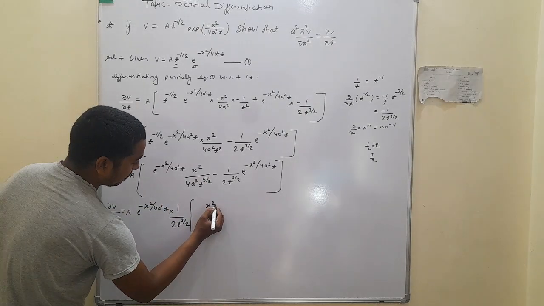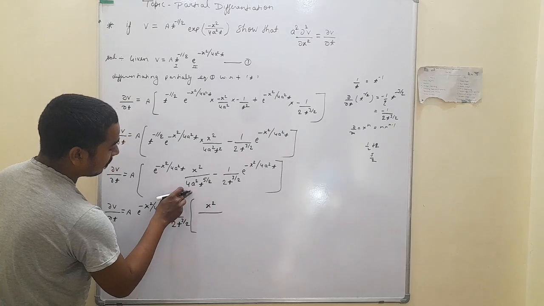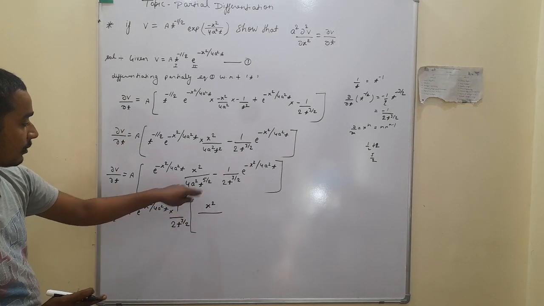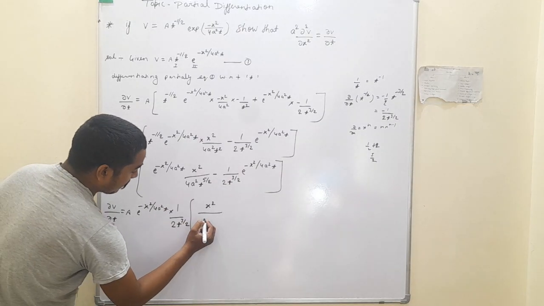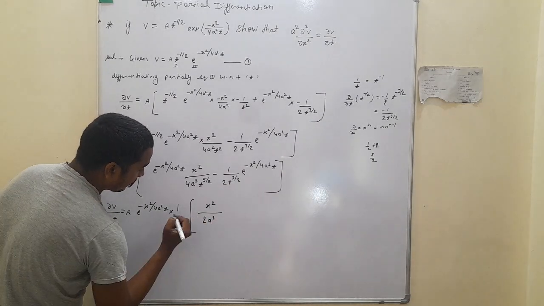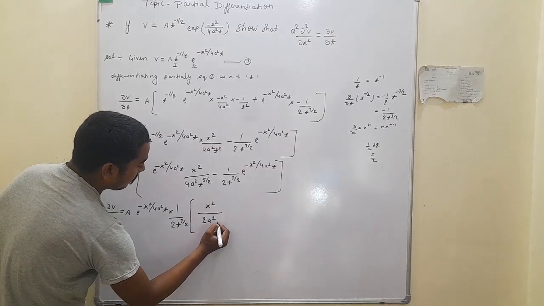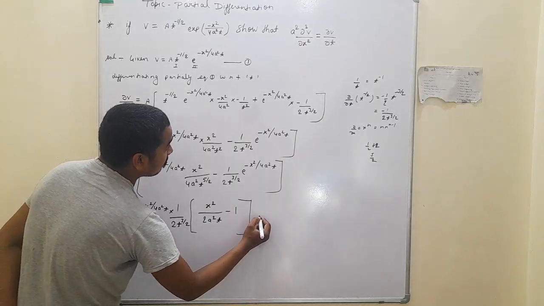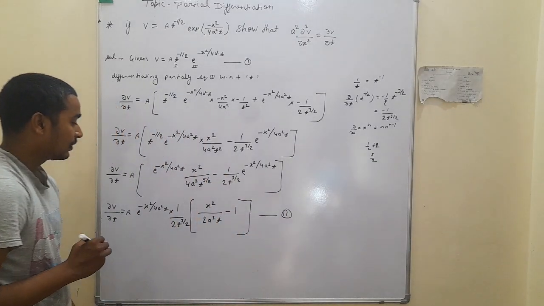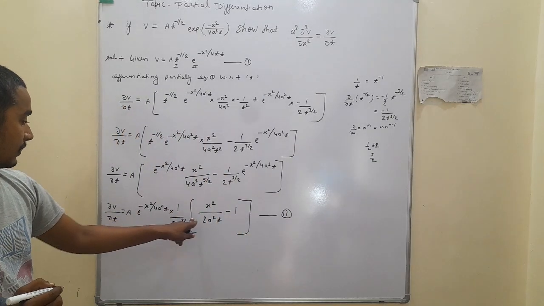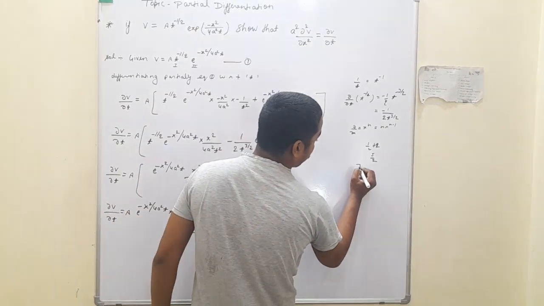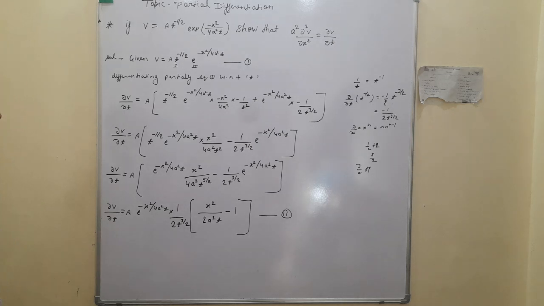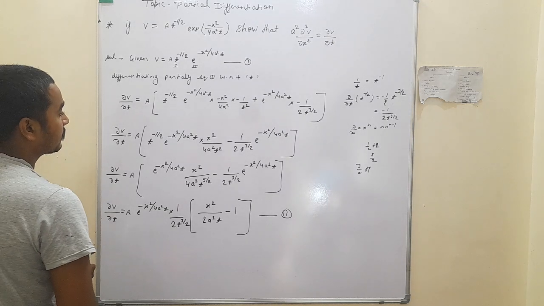x square upon, here we take 2 into t to the power 3 by 2 as common. Then here this gives 2a square into t, and here is minus 1. Let this be equation 2. When we multiply t to the power 3 by 2 plus 1, we check here, this gives 5 by 2. This is equation 2, and further we have to solve once again.